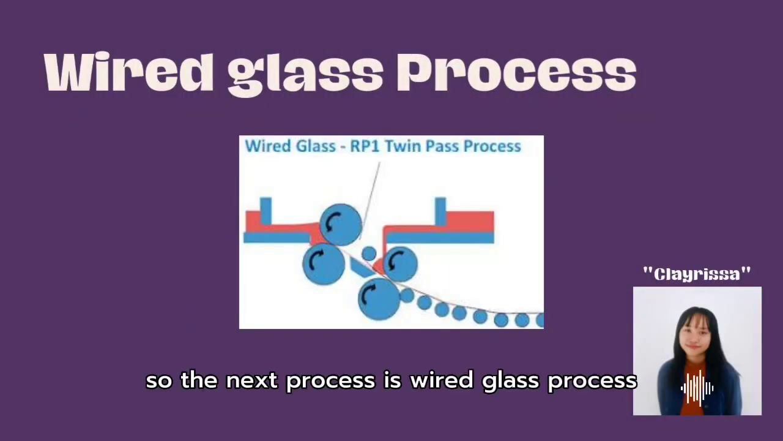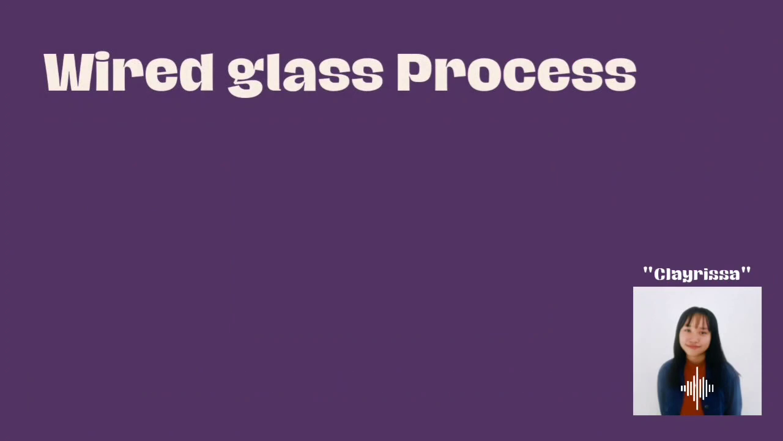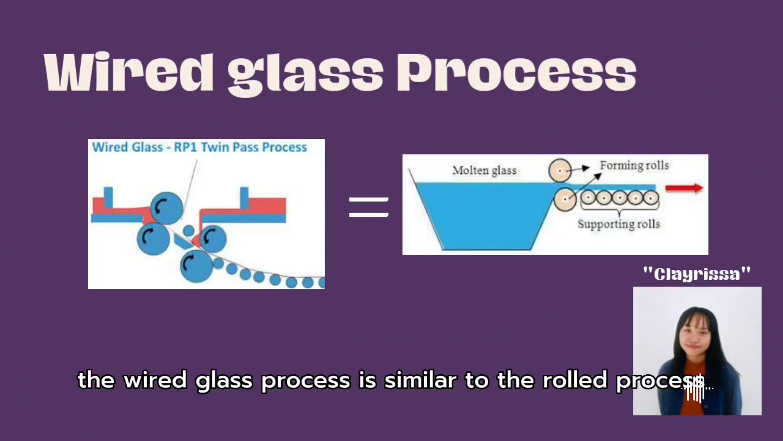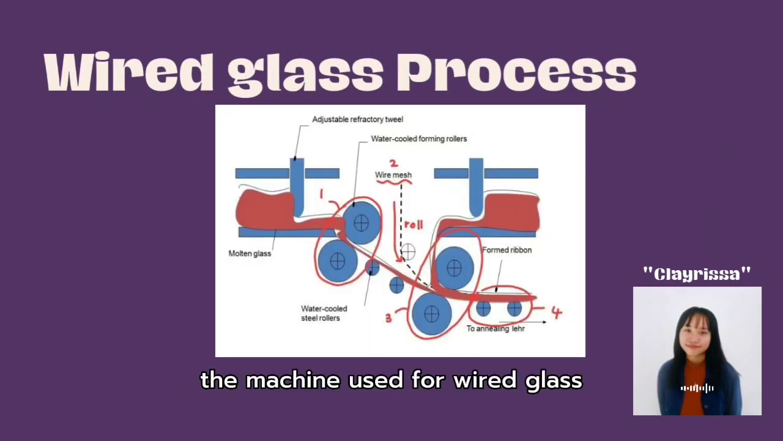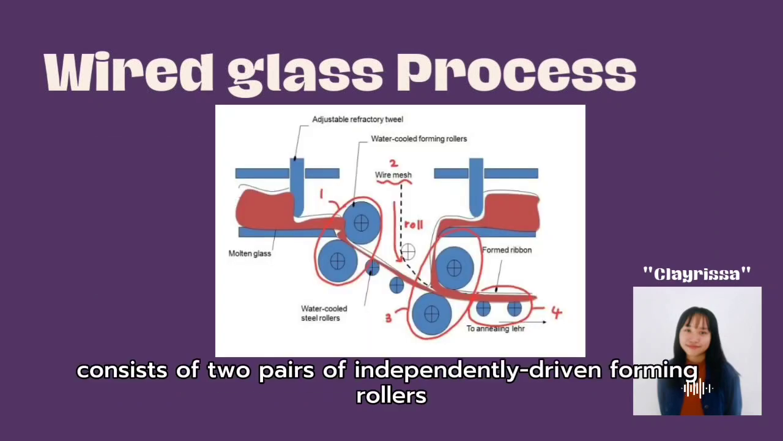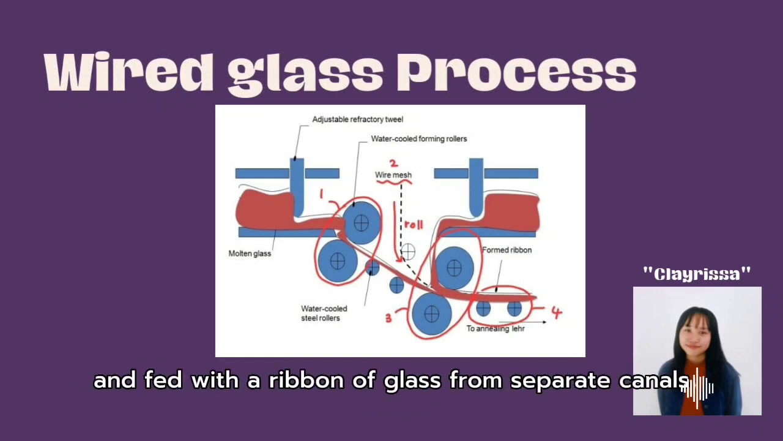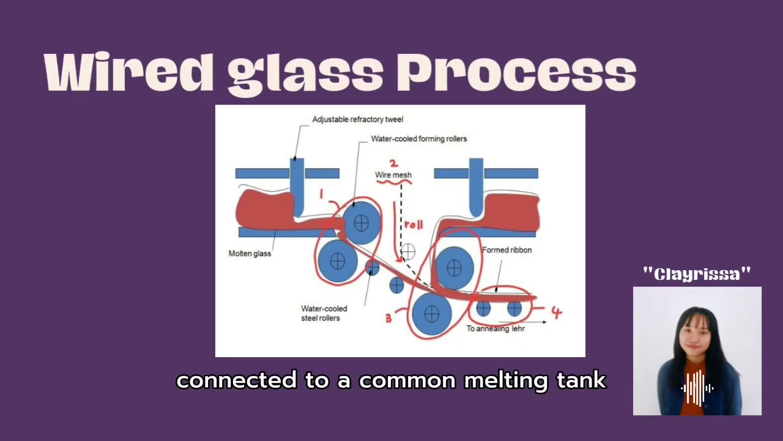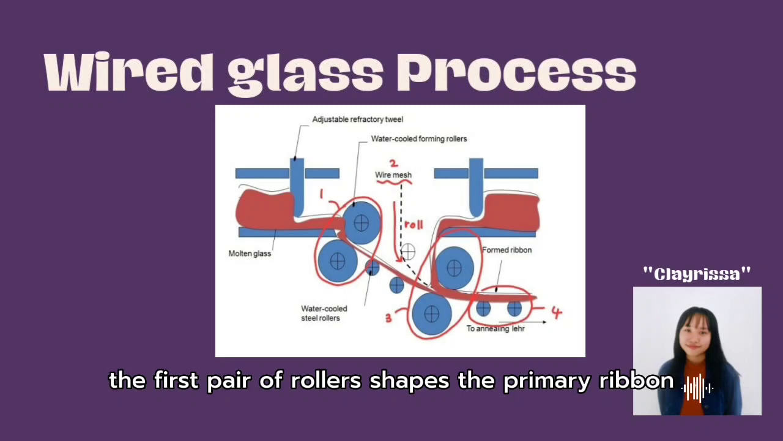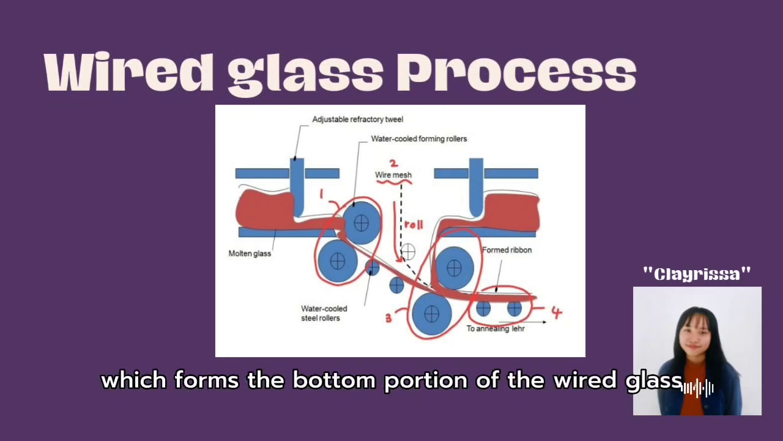So the next process is the wired glass process. The wired glass process is similar to the roll process. The machine used for wired glass consists of two pairs of independently driven forming rollers. Both pairs of rollers are water-cooled and fed with a ribbon of glass from separate canals connected to a common melting tank. The first pair of rollers shapes the primary ribbon, which forms the bottom portion of the wired glass.